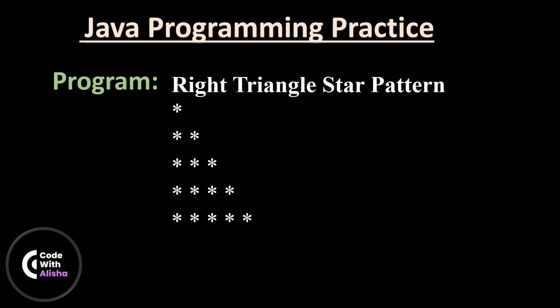So today we are going to write a program for printing the right triangle star pattern. Today's program is based on the pattern where we have to print stars like this. In the first row there will be one star. First of all we will understand the logic behind this pattern, then we are going to start implementing the code.